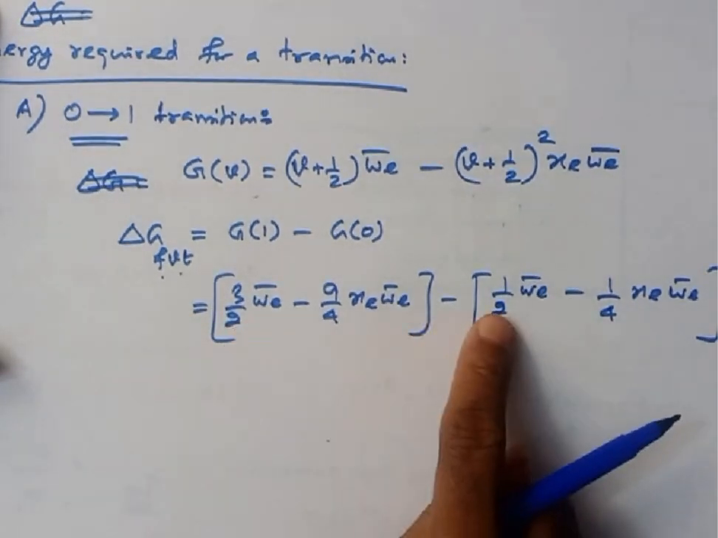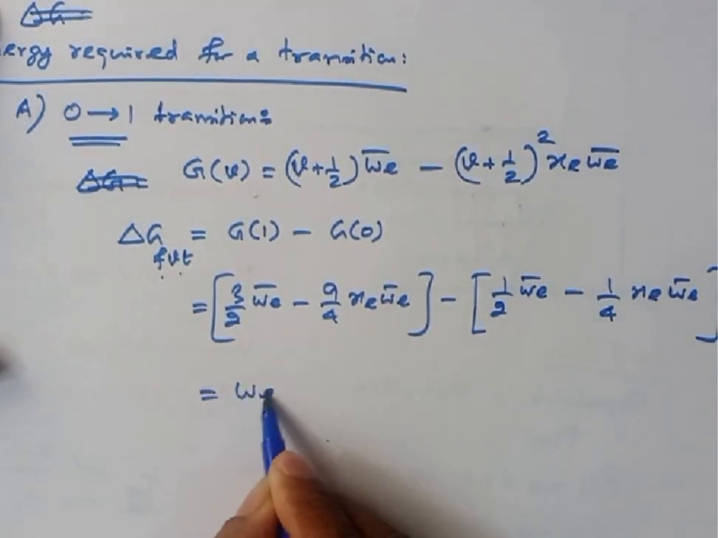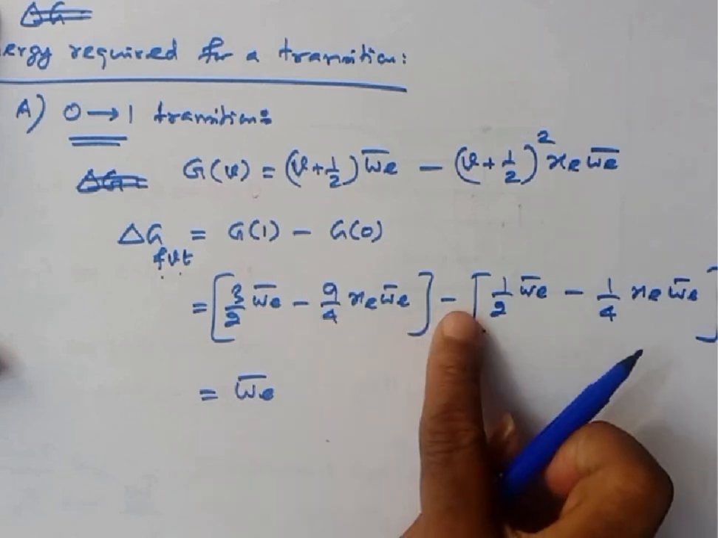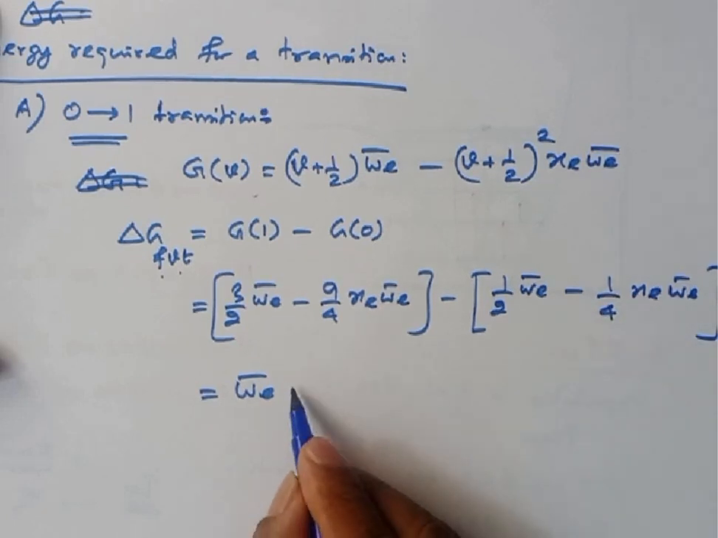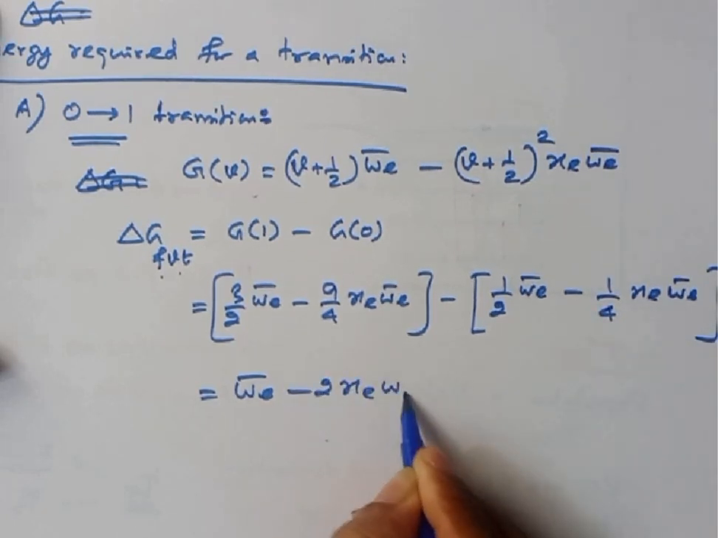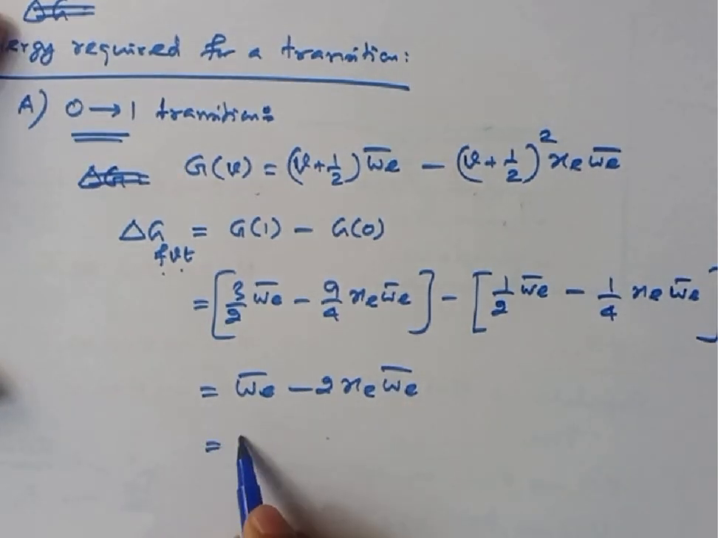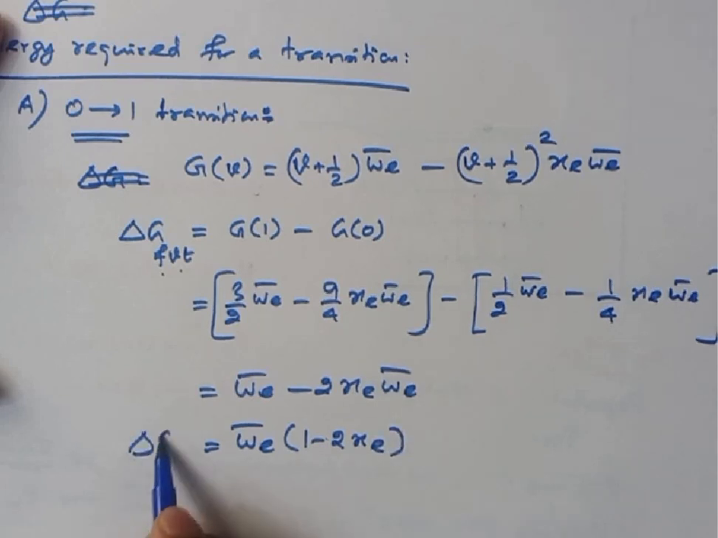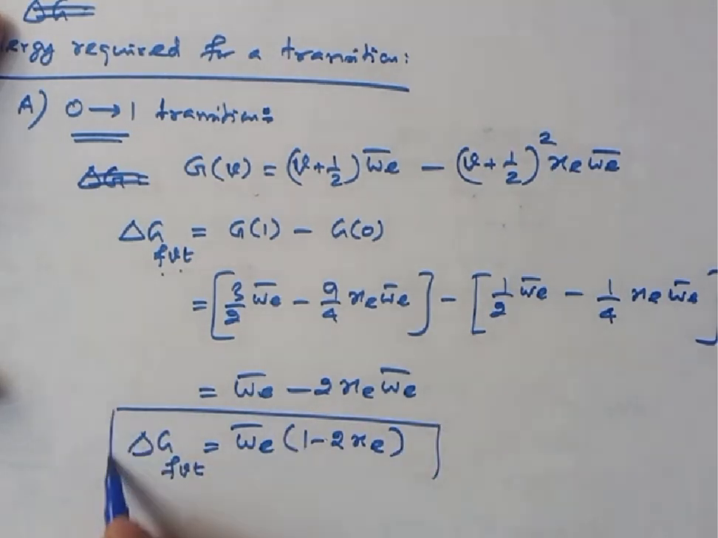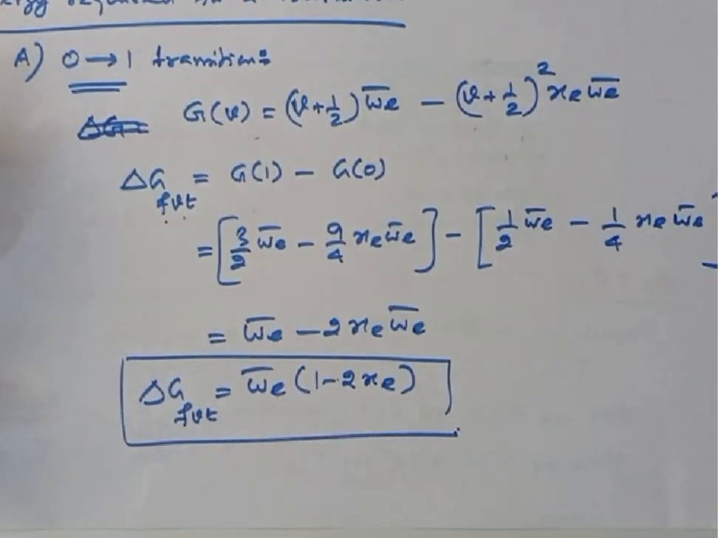Okay, 3 by 2 minus 1 by 2, I'll get omega E bar. And minus 9 by 4 plus 1 by 4 will give me minus 2, so minus 2 into XE omega E bar. Or if I take omega E bar as common, omega E bar into (1 minus 2 XE). Students, this is the energy required for fundamental vibrational transition. Take down: energy required for fundamental vibrational transition, omega E bar into (1 minus 2 XE).